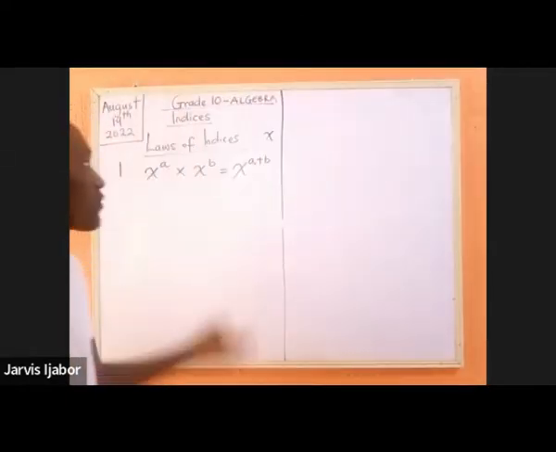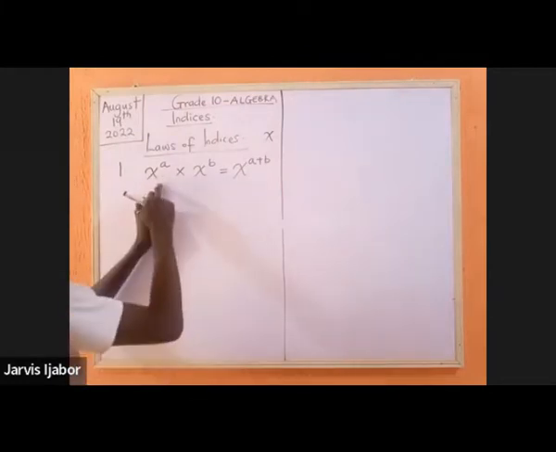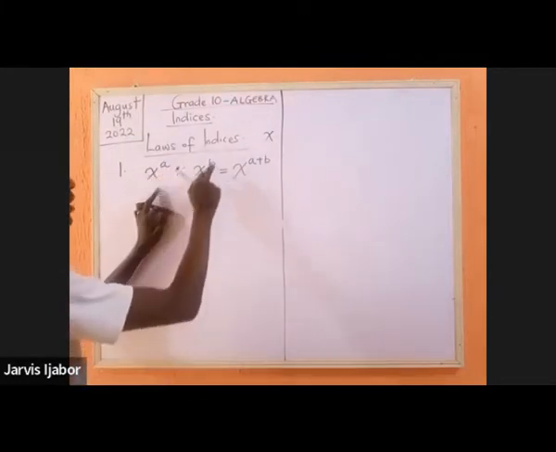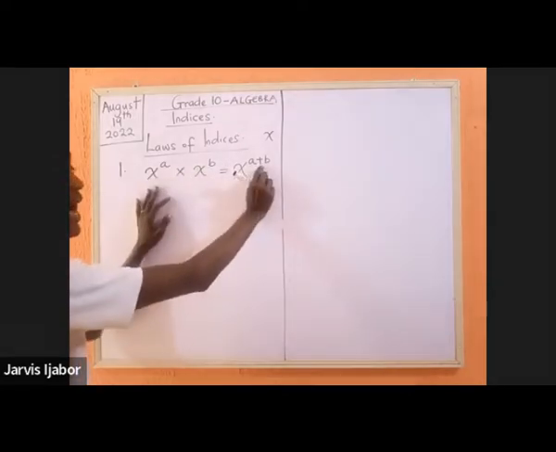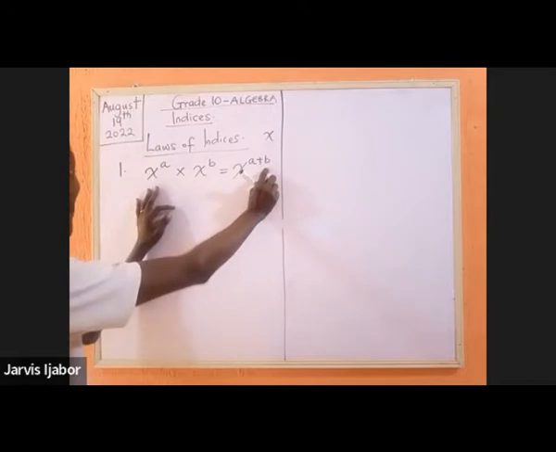All right, so this is the first law: if I have x to the power of A multiplied by x to the power of B, essentially what I'm doing is to do what? Add up their indices. So that's what that will be.